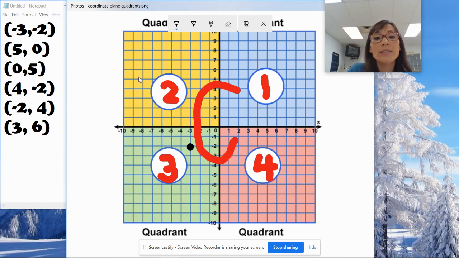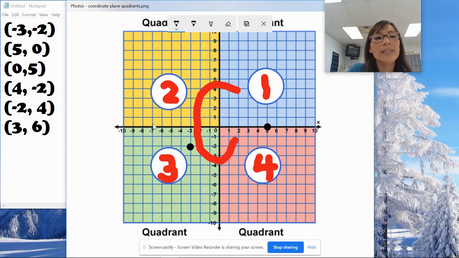5, 0 tells me to go right 5 spaces. I always start at the origin, so I'm going right 5 spaces, but 0 tells me not to go up or down at all, so I'm going to plot my point right there. I find that I am on the x-axis.